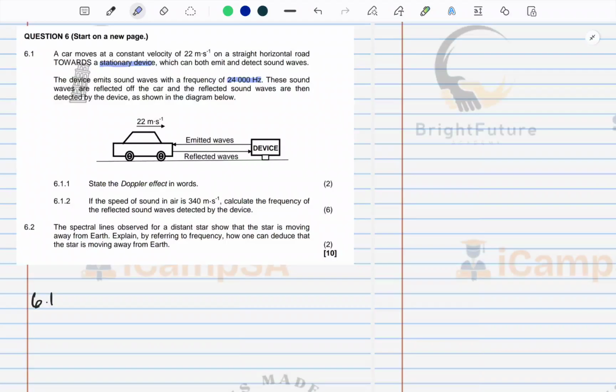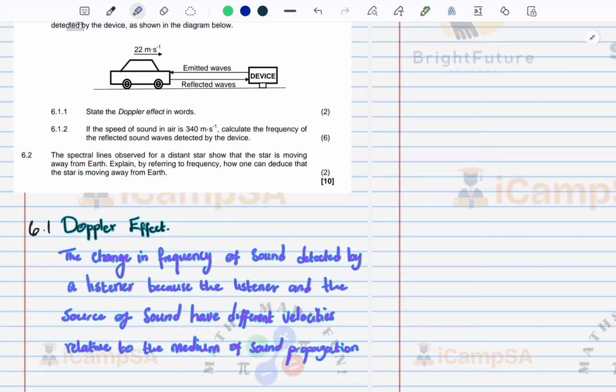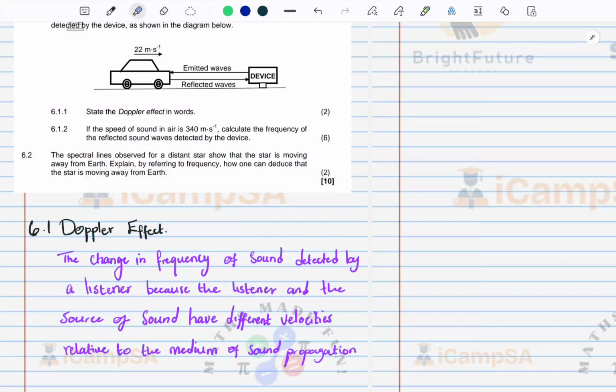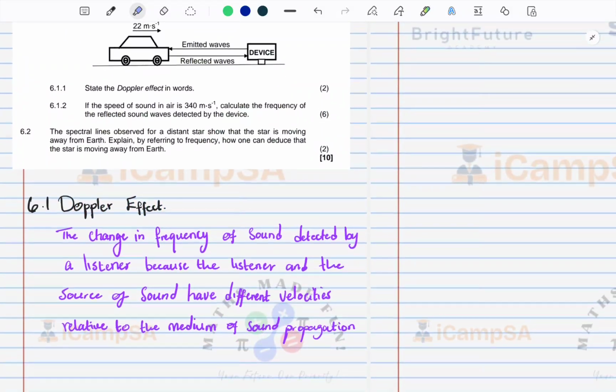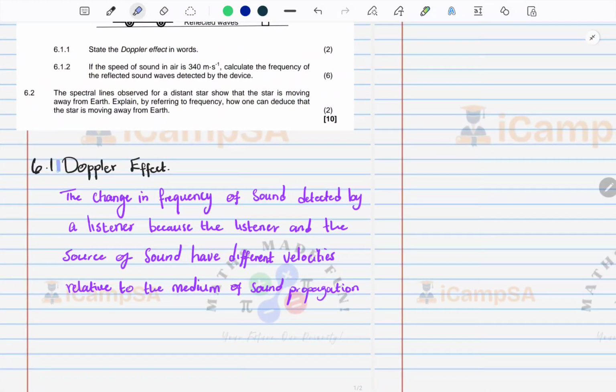Now it's asking us here to state the Doppler effect in waves. So as usual, what we're going to do is paste the definition. The Doppler effect is the change in frequency of sound detected by the listener, because the listener and the source of sound have different velocities relative to the medium of sound propagation. So this was point one.